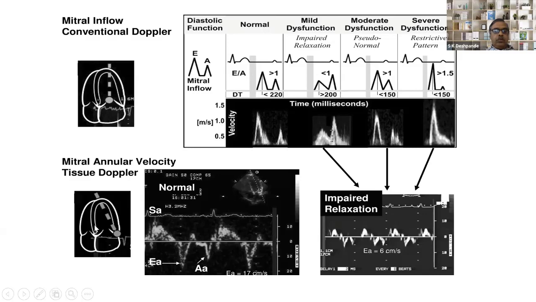So the ventricle relaxes, and the septum also relaxes. So naturally it is a negative wave, which is called E prime, a small e with an apostrophe. This is the lateral E prime, and this is the septal E prime. This is usually the same size as the E wave.